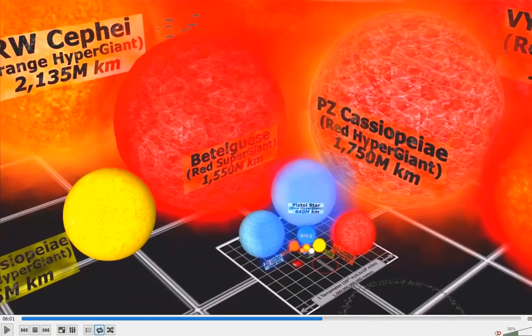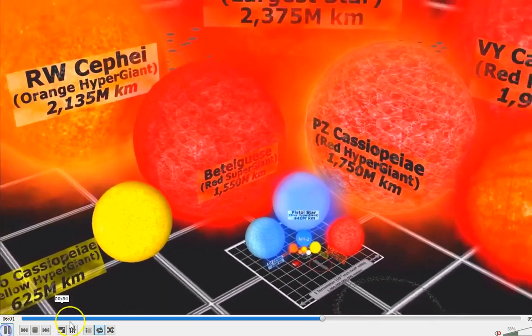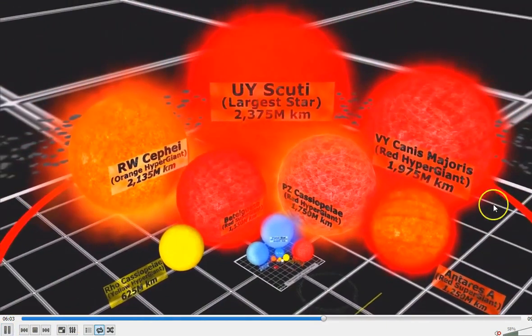We're dealing with sizes now where it gets a little harder to think about things, because remember, Earth we've left behind quite a little while ago. Like a million Earths are inside that little thing. Now we're dealing with stars on the level of, say, the size of our solar system. So this is getting big. There's our largest star.